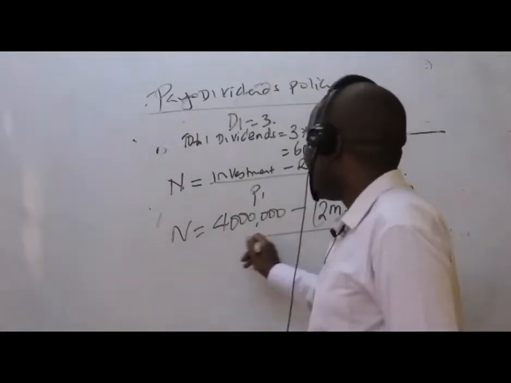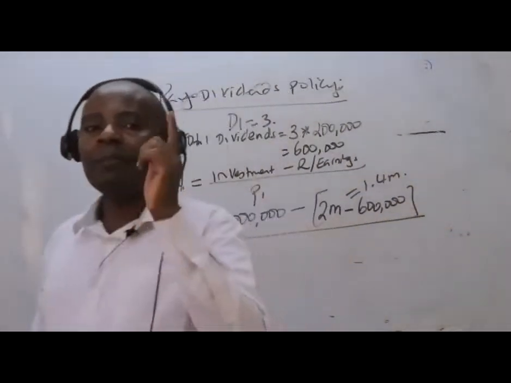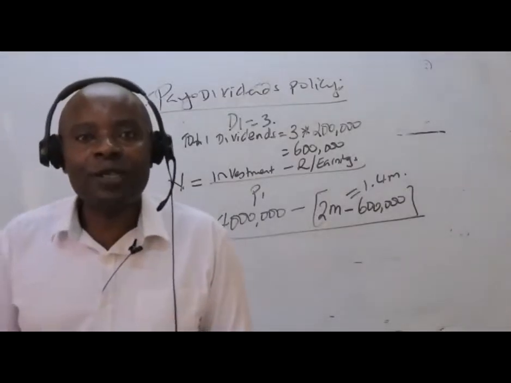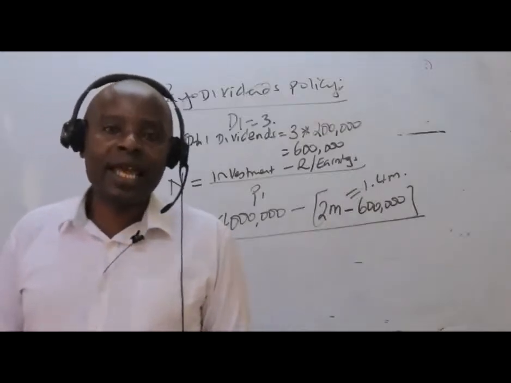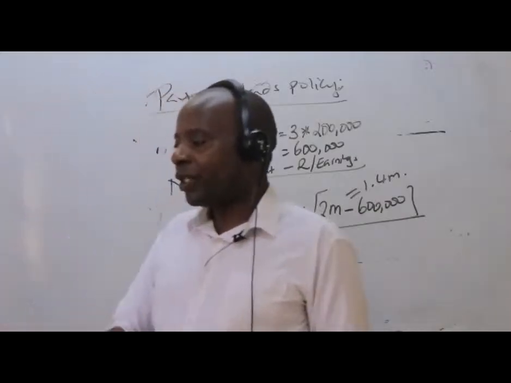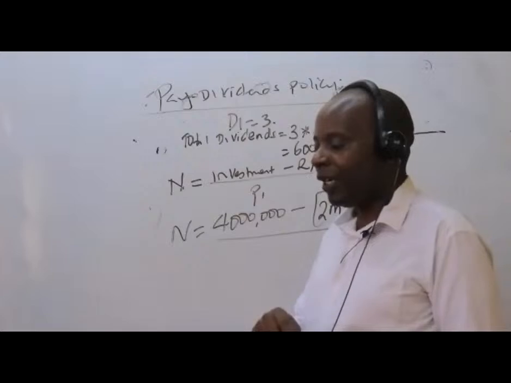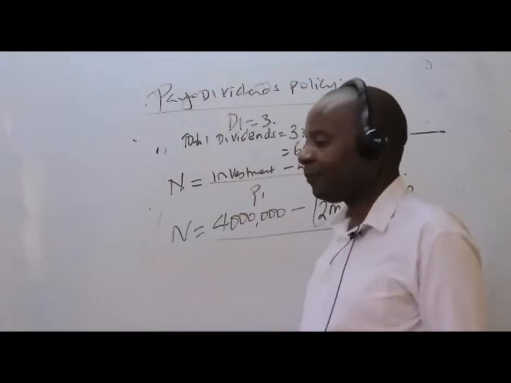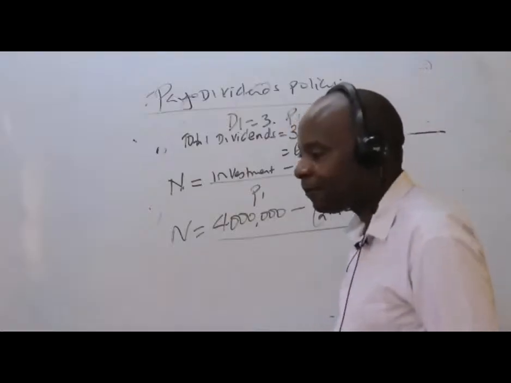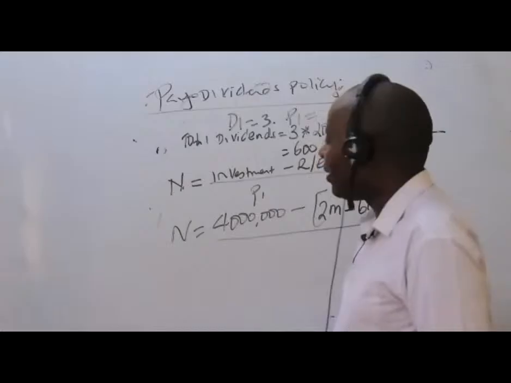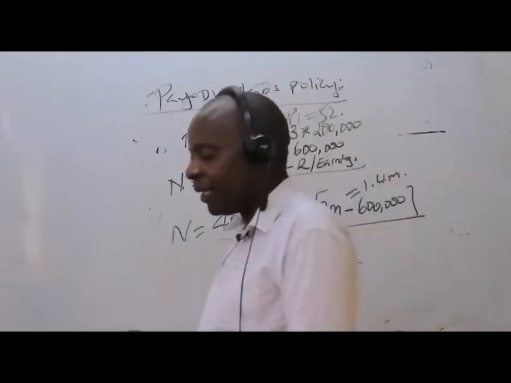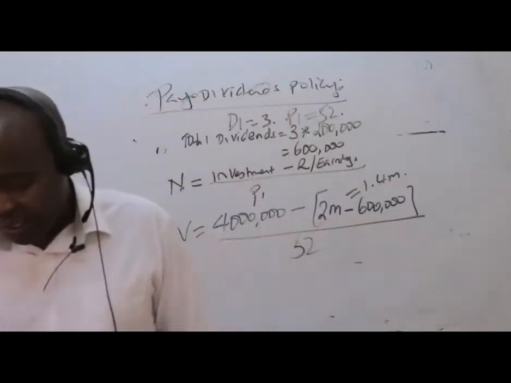Divide this by the price at the end of year 1, should we decide to pay dividends. What was the price? Somebody remind me. Remember, if we decide to pay dividends, already we had gotten some price. Lokai and Peter are telling me 52. Should we decide to pay dividends, then 52 is the price which will be applicable.